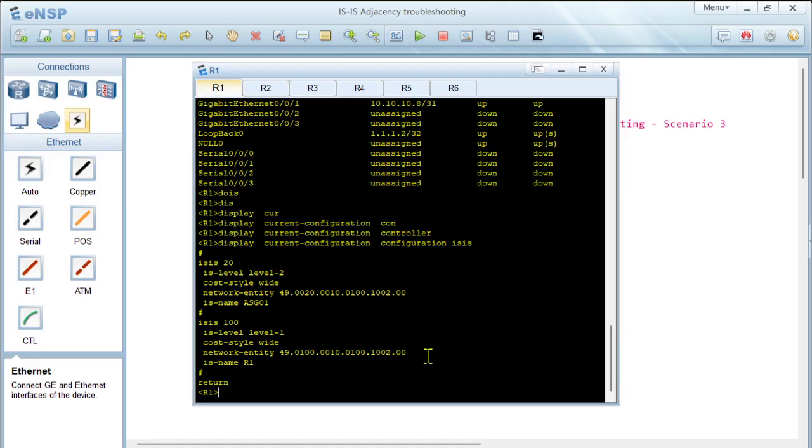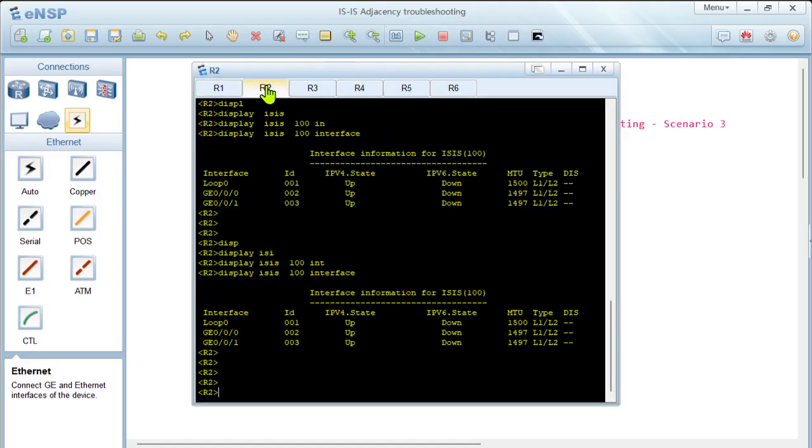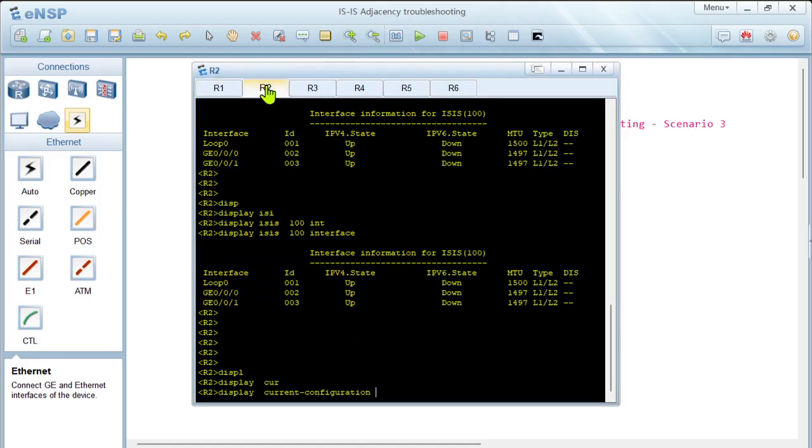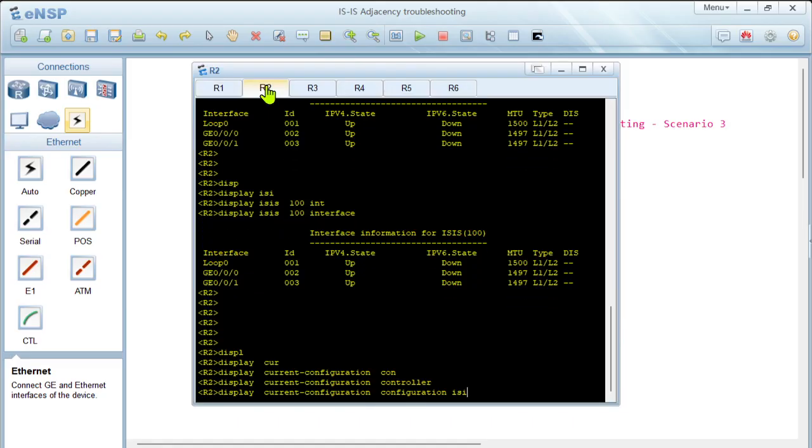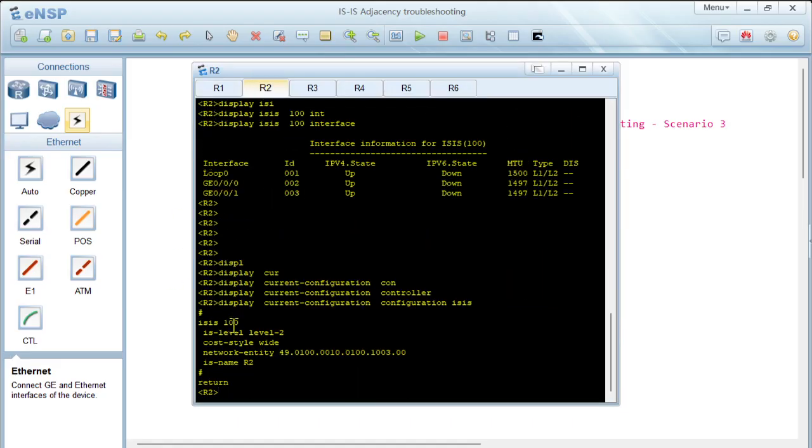We have the network entity, we have the IS name. On R2, display current configuration, ISIS. We have the IS level is set to level 2, cost style is set to wide, network entity.